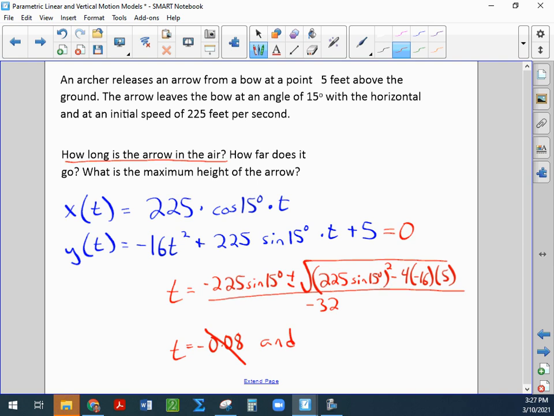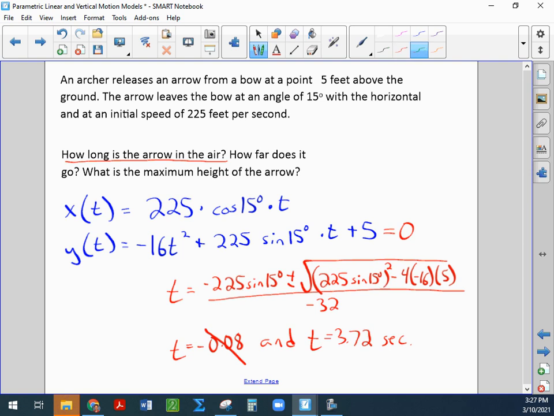So I just need to go through my square root equation I just typed in and change it to a minus square root instead of a plus square root. I got 3.72. So it took 3.72 seconds for the arrow to hit the ground. Seems like a long time.